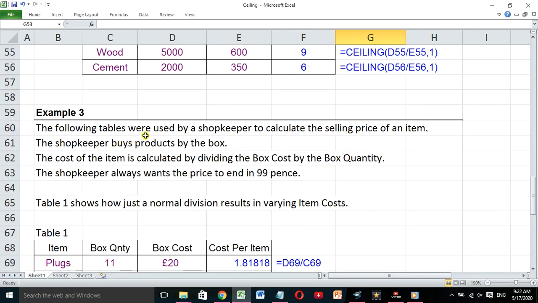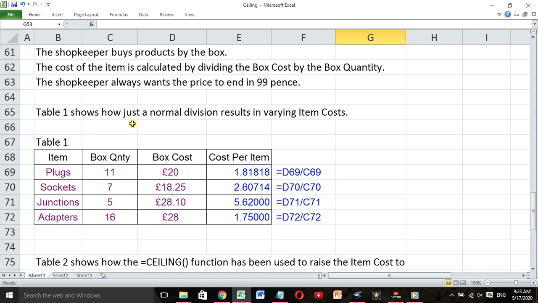The following tables were used by a shopkeeper to calculate the selling price of an item. The shopkeeper buys product by the box. The cost of the item is calculated by dividing the box cost by the box quantity. The shopkeeper always wants the price to end in 99 pence. So, table 1 shows how just a normal division results in varying item costs. Here is table 1.